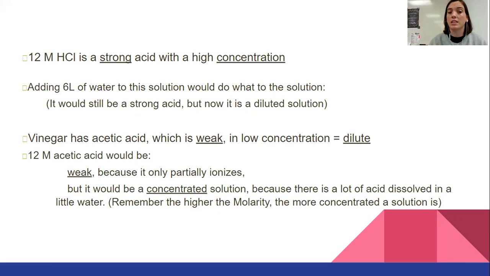So vinegar is acetic acid, which we were talking about. Acetic acid is weak. Sometimes it ionizes, sometimes it stays together, right? And in this case, it's in a low concentration, so it's dilute, all right? But if we have 12 molar acetic acid, it's still weak, but now that it's 12 moles per 1 liter, it's now a concentrated solution because now there's less water involved.